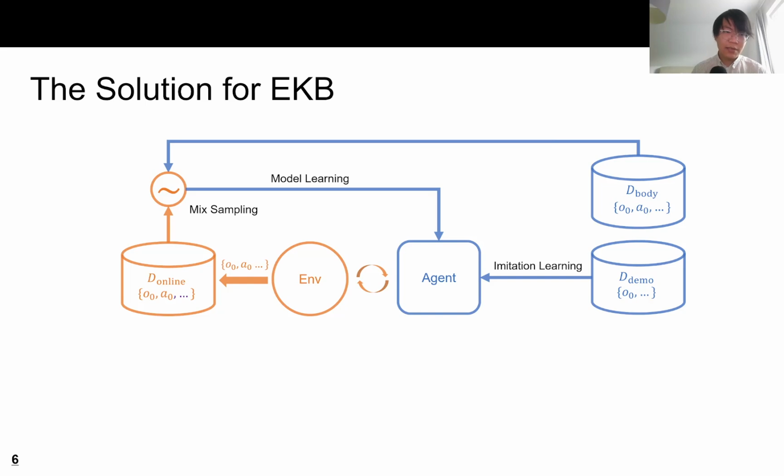Once you have the data support in your model training data, that is, in your online training dataset, you will decrease your inference error and in the end shrink the EKB to 0.